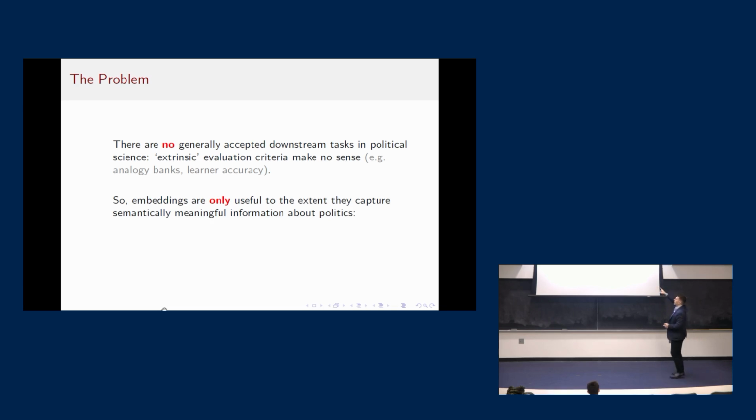Instead, we're going to take a strong line and say that the only way embeddings are useful and can be evaluated, at least in this paper, is in terms of their intrinsic criteria. So basically, do embeddings give us political relationships that make sense? And to evaluate that, we're going to ask other human beings.